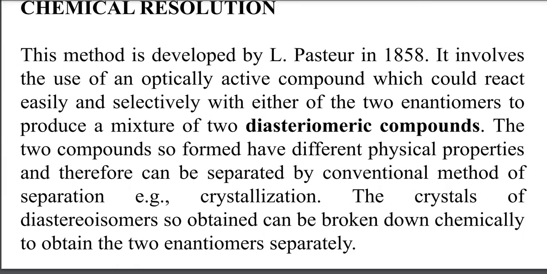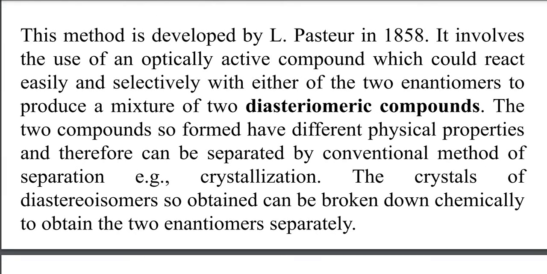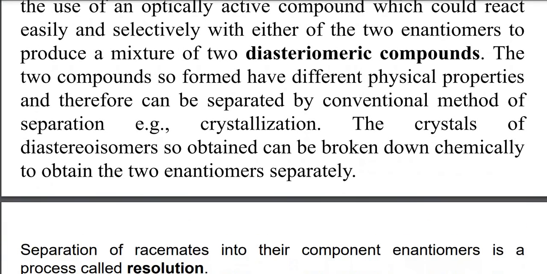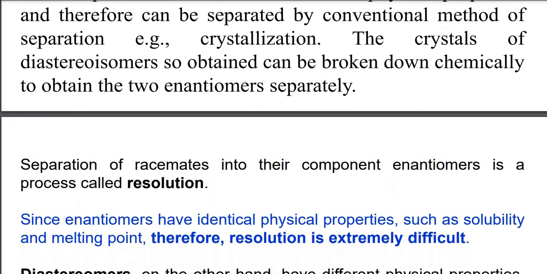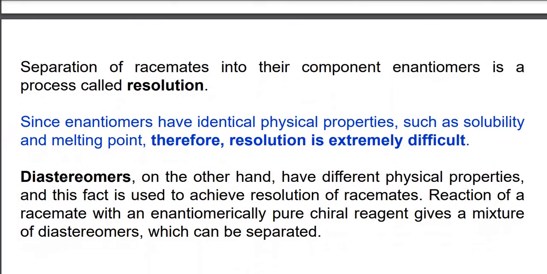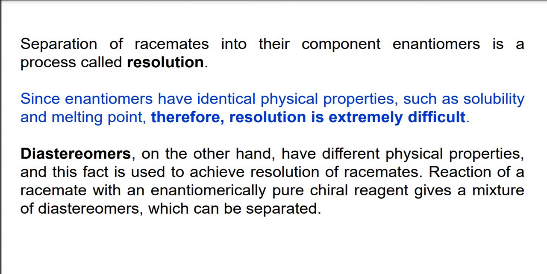Now chemical resolution. This method was developed by Pasteur in 1858. It involves the use of an optically active compound which can react selectively with either of the two enantiomers to produce a mixture of two diastereomeric compounds. The compounds so formed have different physical properties and therefore can be separated by conventional methods such as crystallization. The crystals of the diastereomers so obtained can be broken down chemically to obtain the two enantiomers separately. The separation of a racemate into its component enantiomers is a process called resolution.